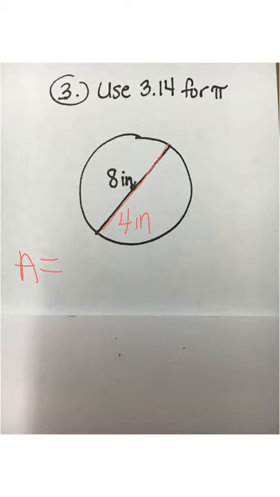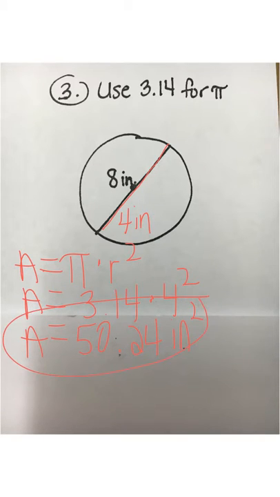Your formula for area is pi times the radius squared. So plug it in. Area will equal 3.14 times 4 squared. And your answer will be 50.24 inches squared.